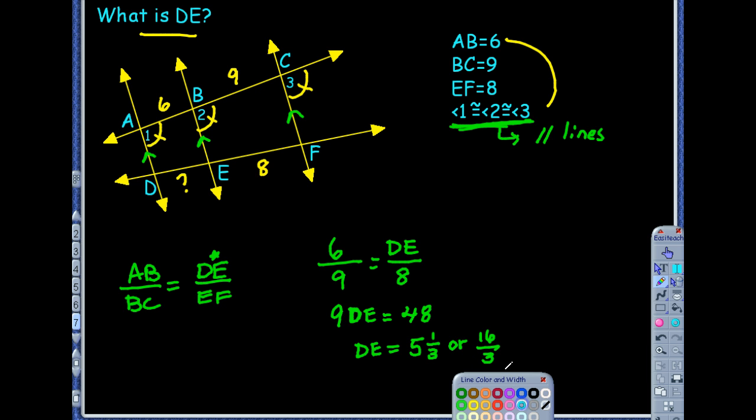Something I thought about as I was cross multiplying: you could always simplify this and get a simplified version. It's kind of a scale factor. It's not really involving similar triangles.